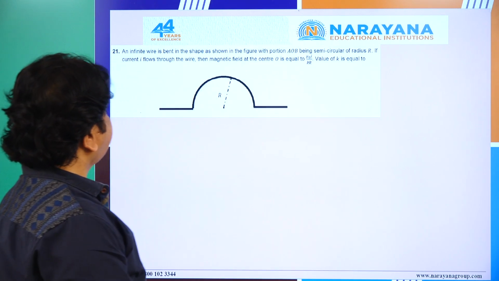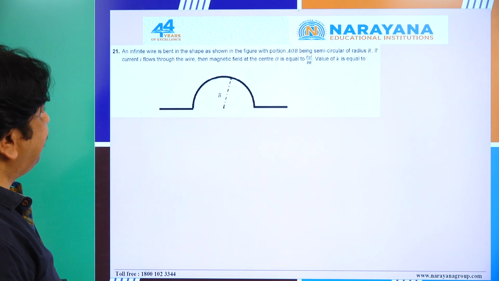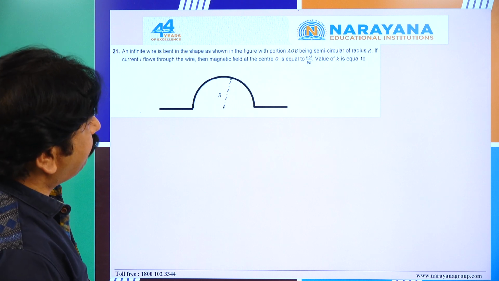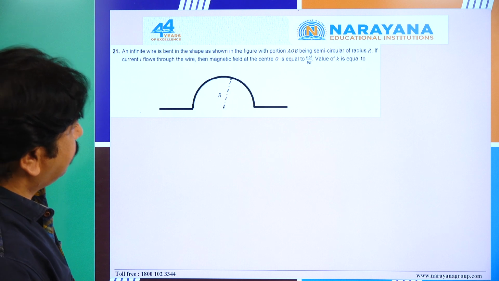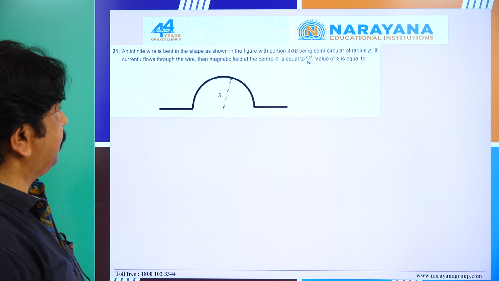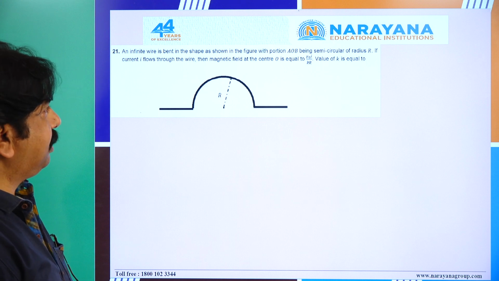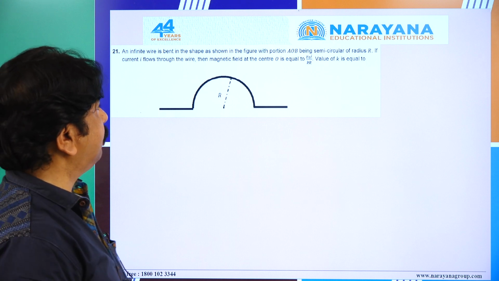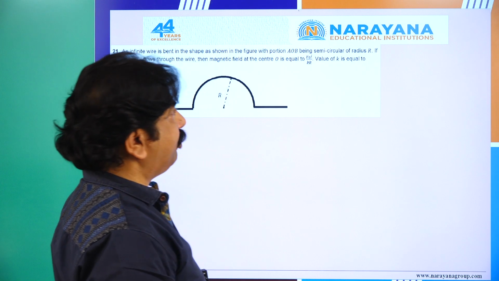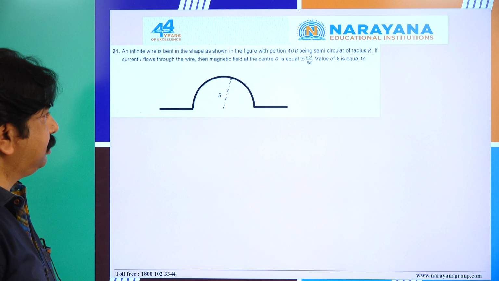Next one. An infinite wire is bent to the shape shown in the figure, with the portion AOB being semicircular of radius r. If current I flows through the wire, the magnetic field at the center O is equal to mu naught I by K r. We have to find the value of K.